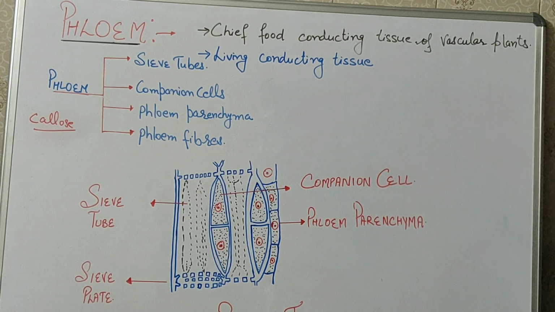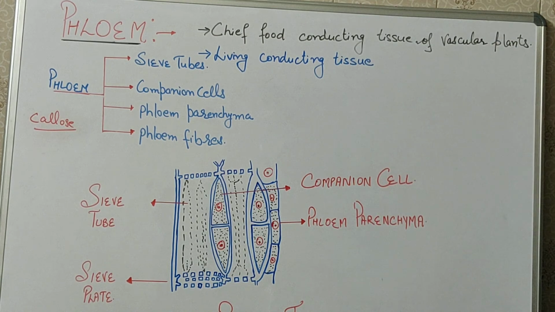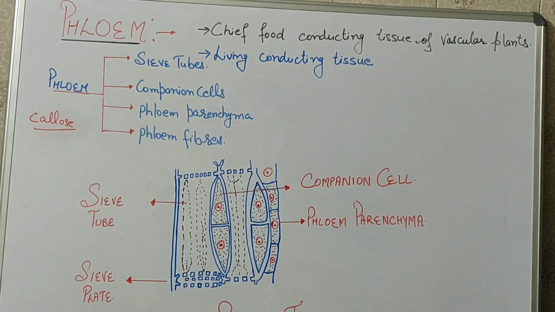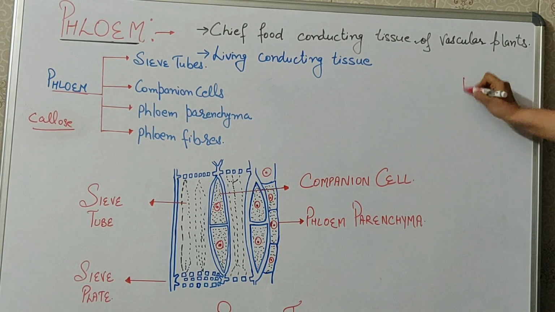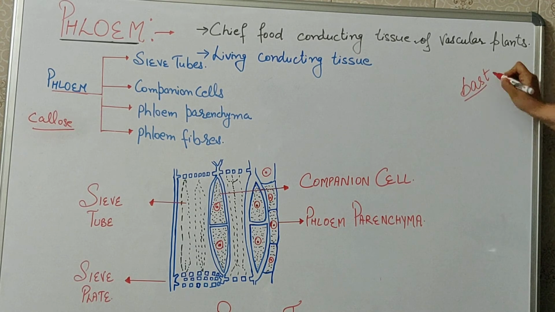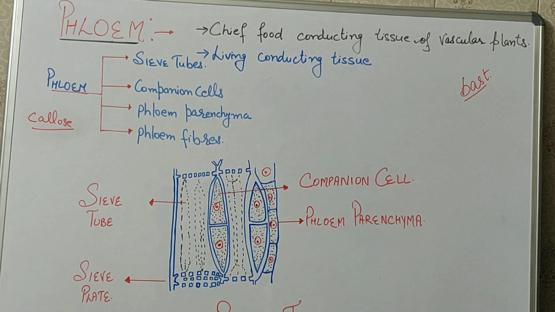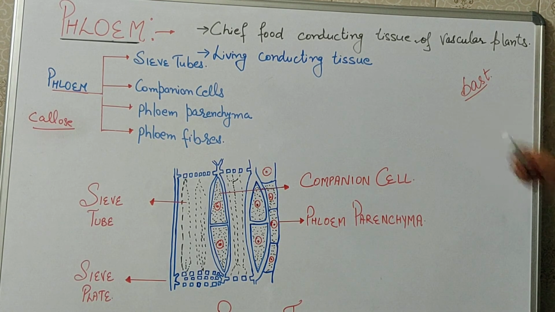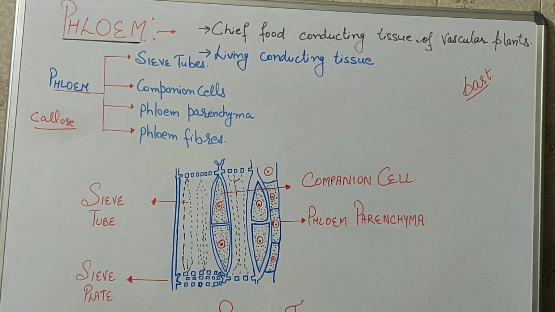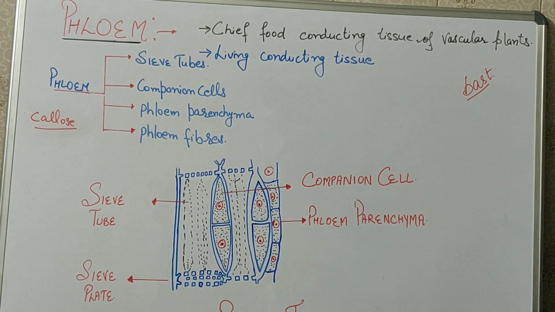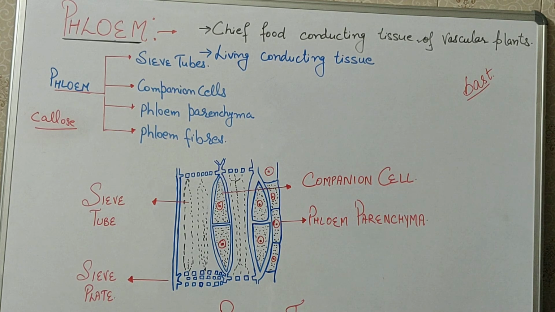Now, the last component of phloem is phloem fibers. Let's discuss phloem fibers. They are also called bast fibers. This is their other name. They are made up of thick-walled sclerenchymatous cells. Phloem fibers are dead cells. As they are sclerenchymatous cells, they have thick walls. They provide mechanical strength to the plant. So their function is to provide mechanical strength.